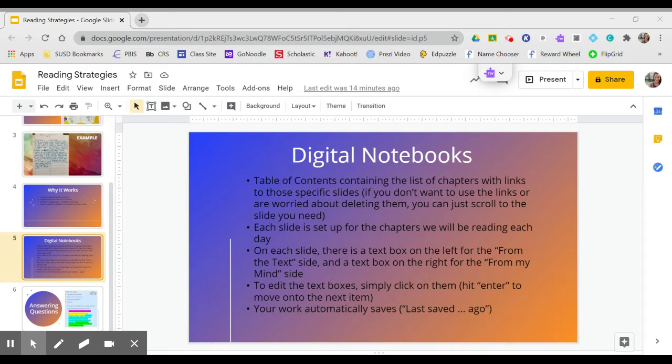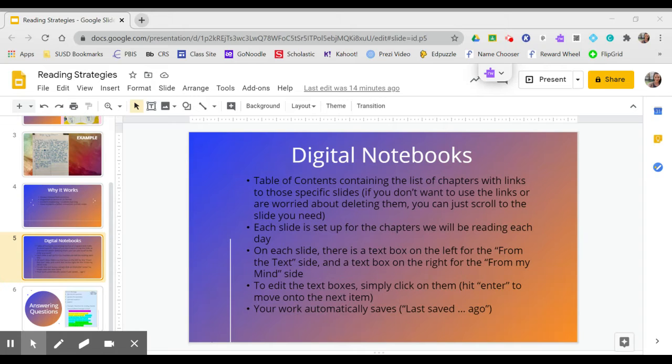So if we are reading chapter 5 today, we're going to put it on the slide titled chapter 5. On each slide, it will be set up already with the two columns set up for you. On the left side, it will be titled From the Text, and on the right side, it will be titled From My Mind, just like the examples we've seen.